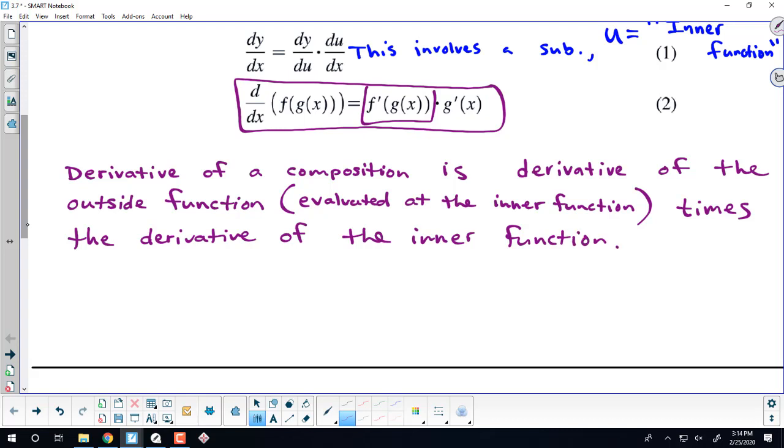If you don't remember compositions, you probably need to take a quick glance at them, because how do you take the derivative of the square root of sine x, or how do we take the derivative of e to the tangent of x squared? All of those functions are showing up in 3.7. So this rule definitely adds a lot of complexity to our derivatives.